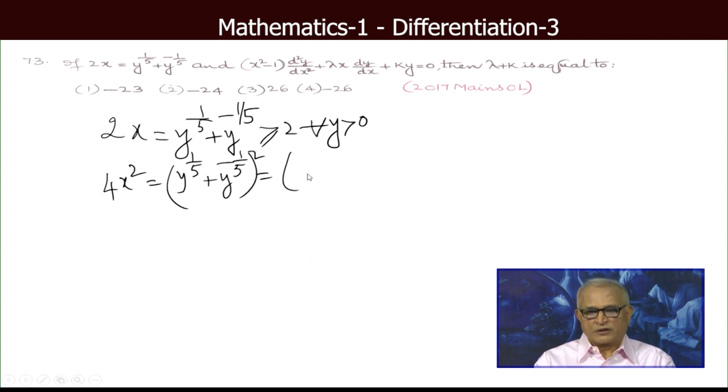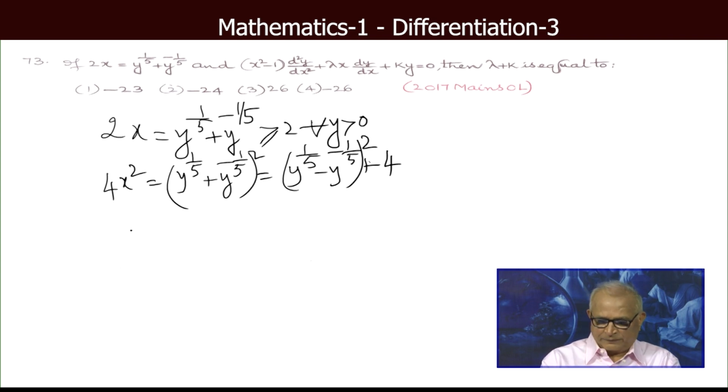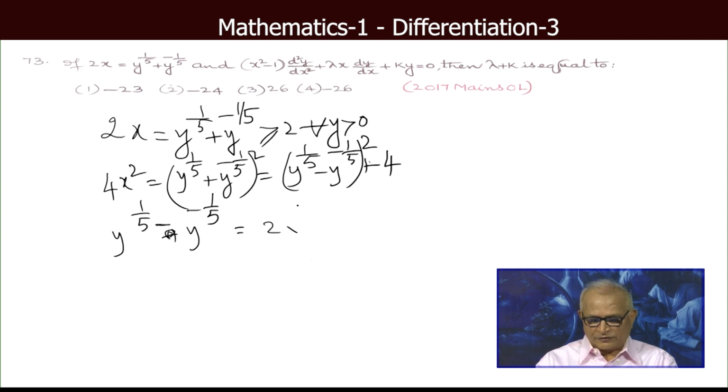We can write this as (a plus b) whole square equals (a minus b) whole square plus 4ab. Taking this 4 item across, therefore y power 1/5 minus y power minus 1/5 is equal to 2 into root of x square minus 1. Follow?